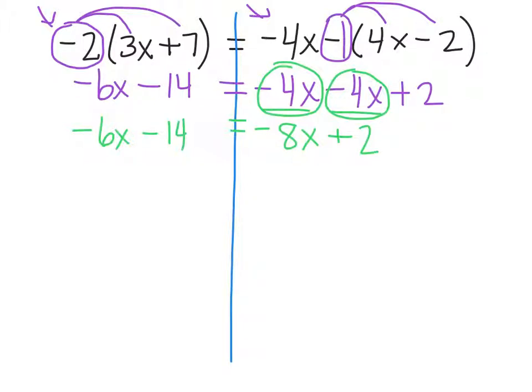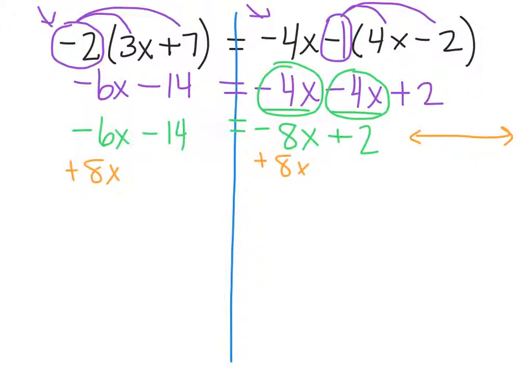Okay, so now we have variables on both sides of the equal sign. So what we want to do is eliminate the variable that's furthest to the left on the number line. So again, if you picture your number line, what would be further to the left, negative 6 or negative 8? Negative 8 would be further to the left. So I'm going to get rid of the negative 8x by adding 8x to both sides.